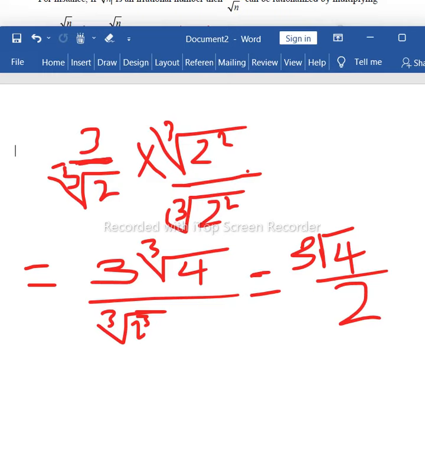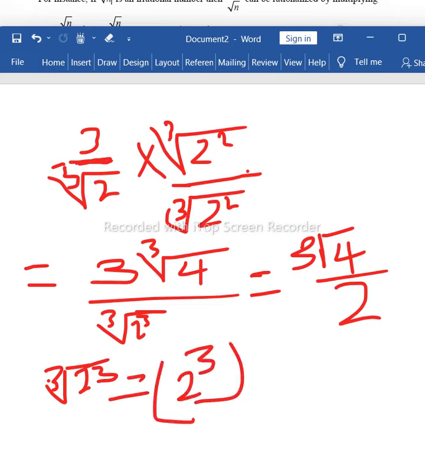So to show you this in simple form, cube root of 2 to the power of 3 means the whole cube root is to the power of 1 over 3. So 3 by 3 we get 2. So the final answer is 3 over 2 cube root of, sorry.